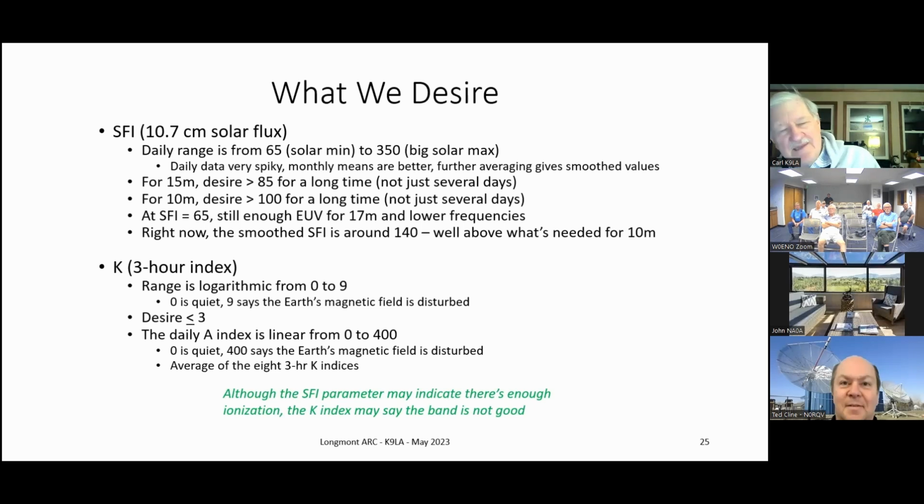The daily A index is linear from 0 to 400. It's an average of the 8 3-hour K indices. And 0 is quiet, 400 says the Earth's magnetic field is disturbed. So if you look at that N0NBH banner on whatever day and compare it to the numbers here, you'll have a decent idea if the bands are open or if the bands should be open, but they're not because the Earth's magnetic field is screwed up.